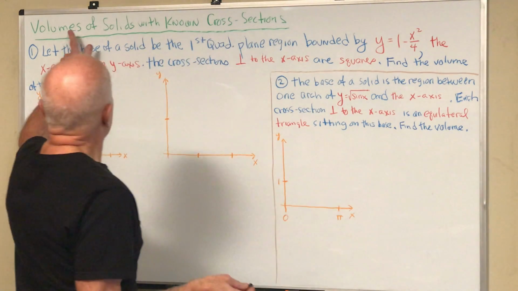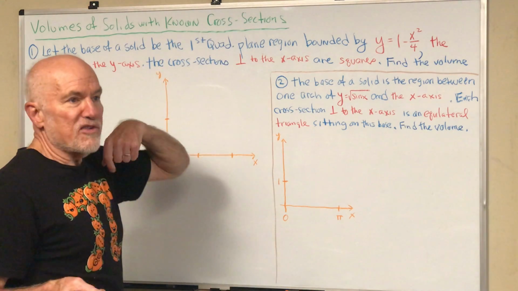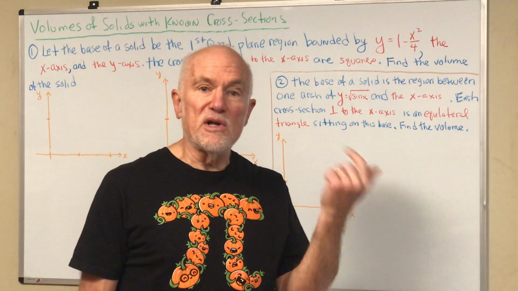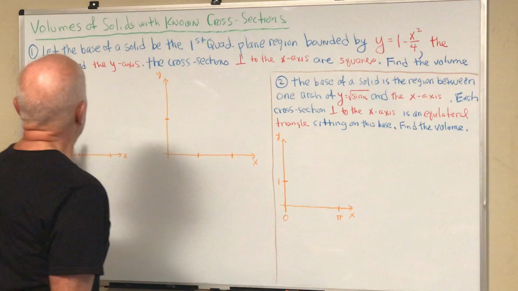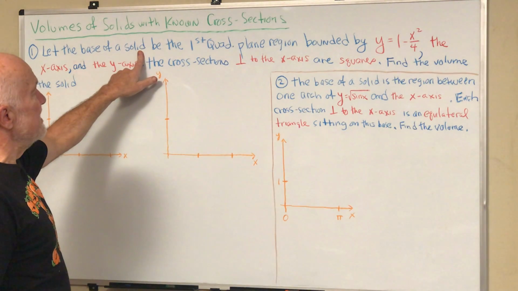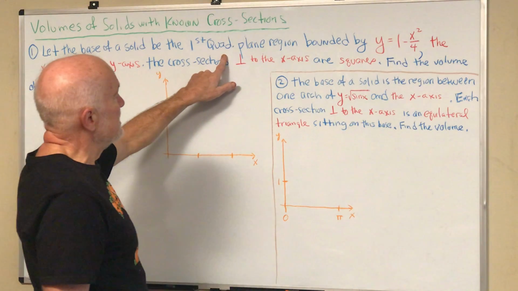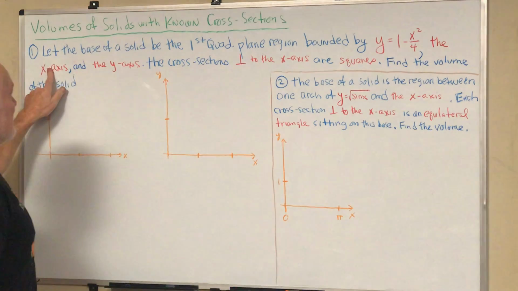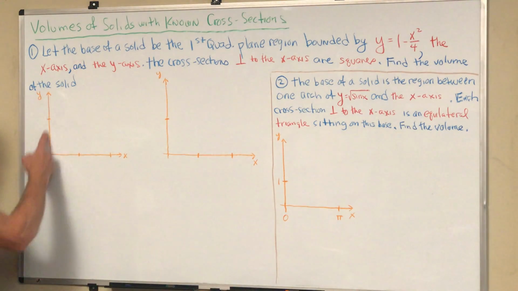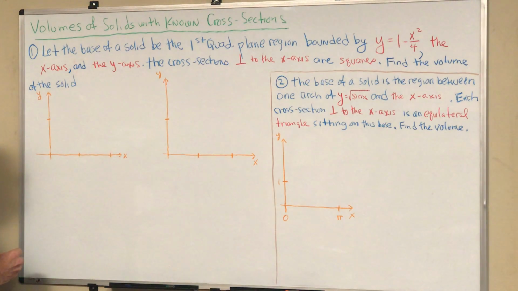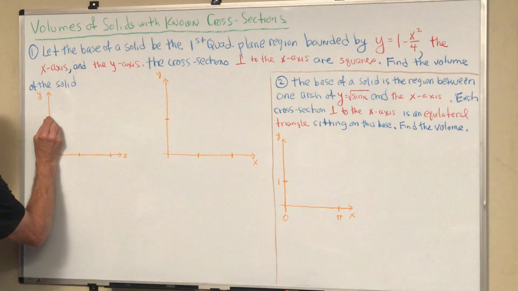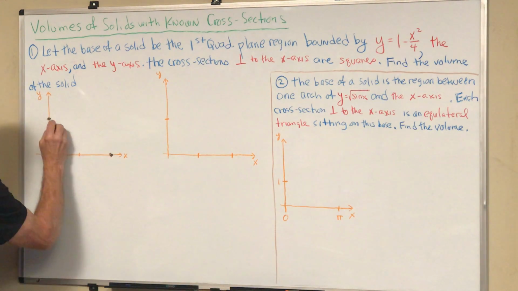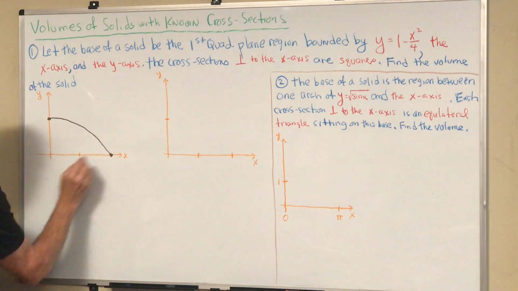And this is called solids with known cross sections. So I think the way I'm going to do it is to start with an example and then kind of build a formula from that example. So let the base of a solid be the first quadrant plane region bounded by this parabola and the x-axis and the y-axis. So we've got the x and y-axes, and then we have this parabola that when x is 0 is 1, and when x is 2, you get 0. So you've got something that looks like this.